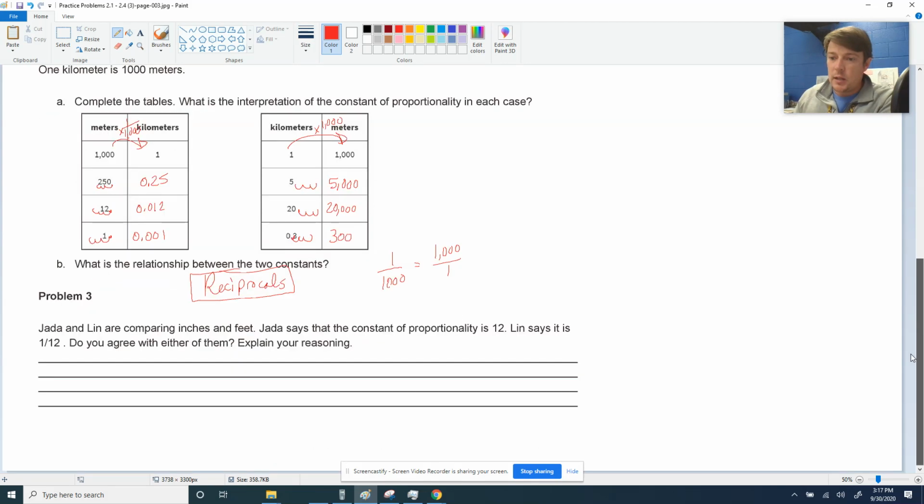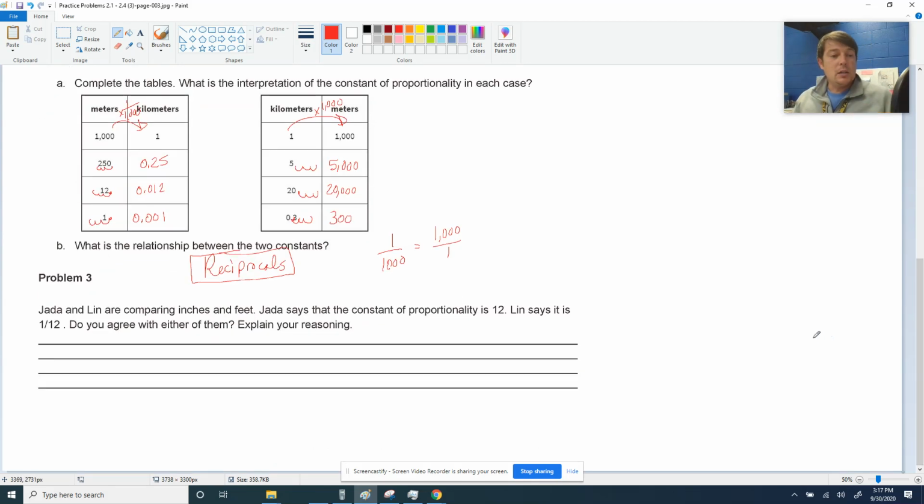And let's finish this thing off with number 3. Jada and Lynn are comparing inches and feet. Man, what an exciting conversation I bet they're having. And Jada says that the constant of proportionality is 12. Lynn's like, oh, wait a minute, it's 1/12. Do you agree with either of them? Explain your reasoning. Okay, so Jada's like, hey, when I'm talking about feet to inches, I know that 1 is 12. So I multiply by 12, that's my constant.